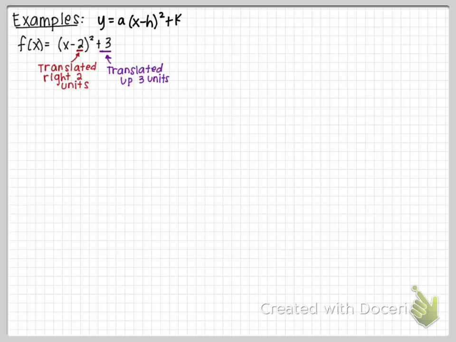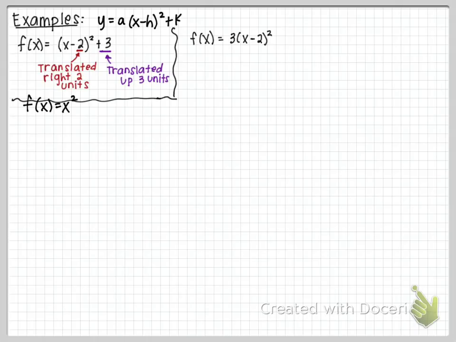So the original function, the parent function, f of x equals x squared, is translated right 2 units and translated up 3 units to get this equation. That's what it tells you. All right, so let's try this next one.